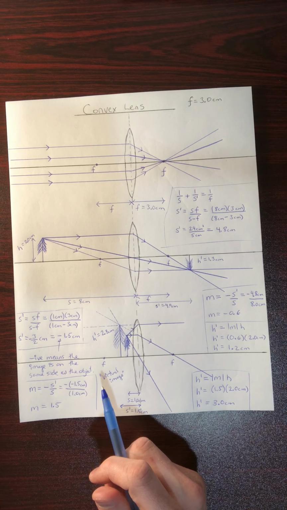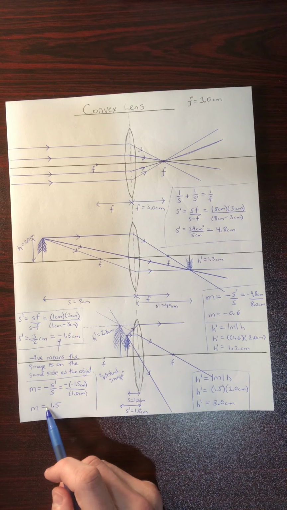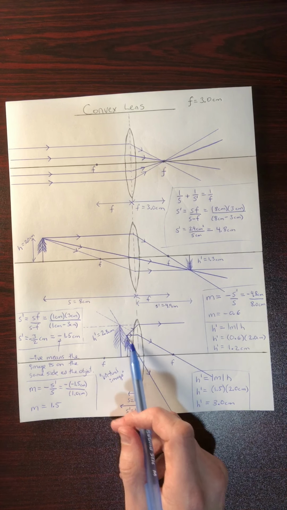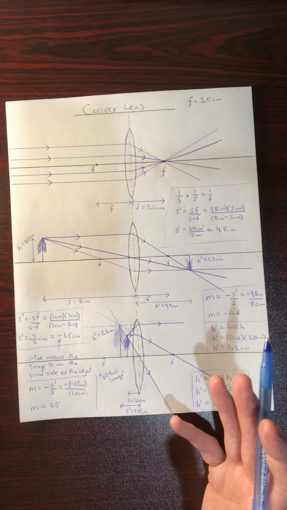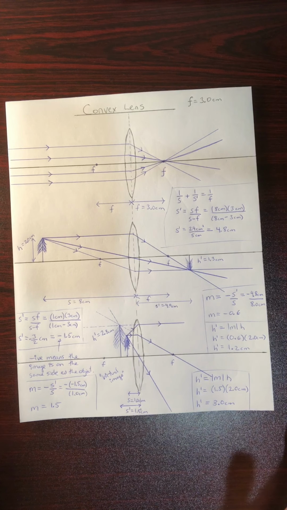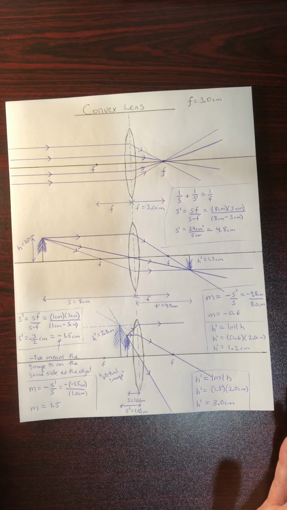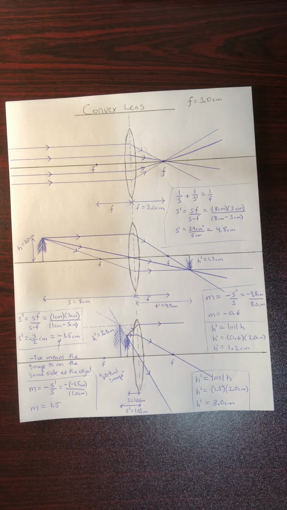And the other thing to note here is that we also saw in the magnification factor that it was positive, so it was upright. So we got the orientation, we got the magnification, and we got the position in 2 different ways. We got them using the thin lens equation and the magnification equation, but we also got them from just drawing everything out. So that's our convex lens.